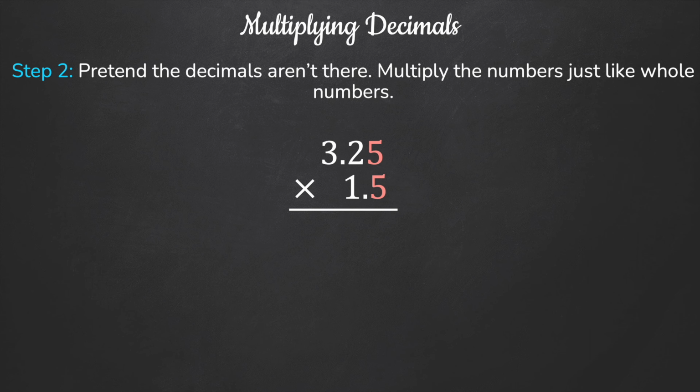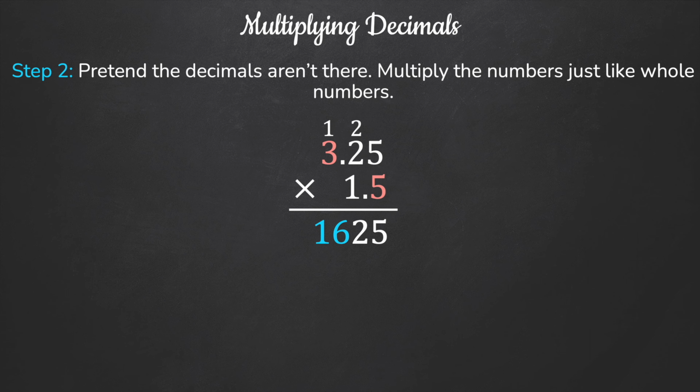So 5 times 5 is equal to 25. Bring down the 5, bring up the 2. 5 times 2 is equal to 10, plus 2 is equal to 12. So bring down the 2, bring up the 1. And then 5 times 3 is equal to 15, plus the 1 on top is equal to 16.